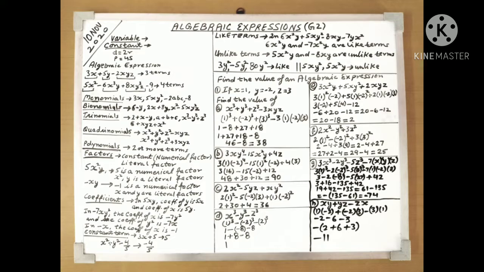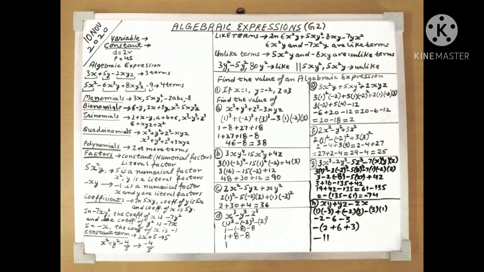Same way we can say that 5xy square and 5x square y will be unlike terms because the literals are different here. In one we have the xy square, in the other one we are having x square y. So I hope you got it very clear now in your mind. What are like terms and what are the unlike terms?